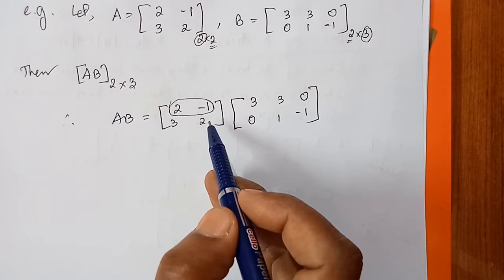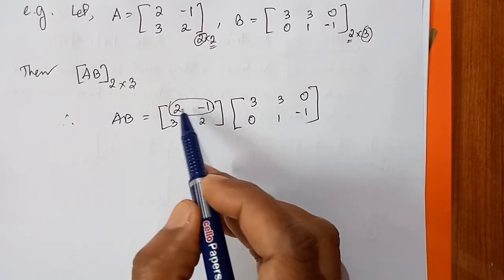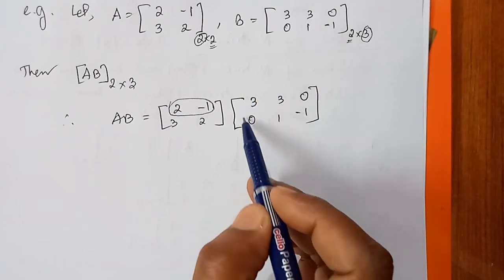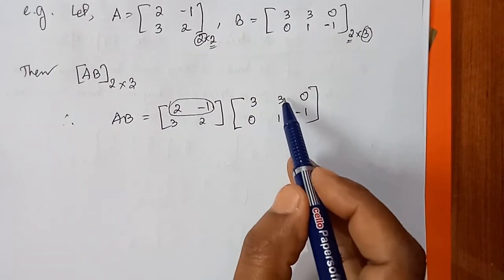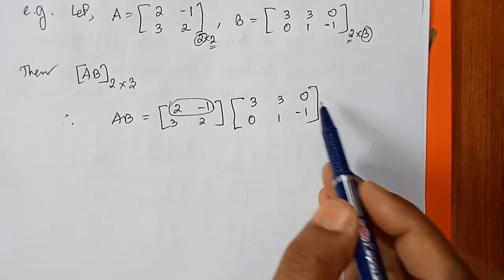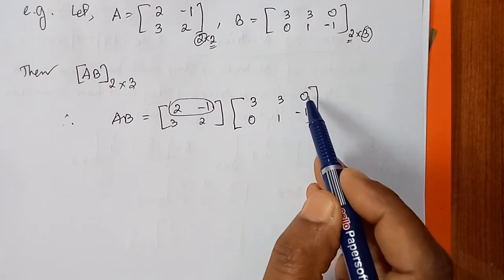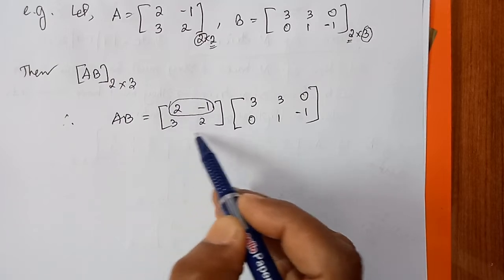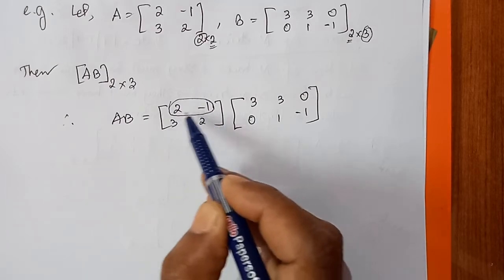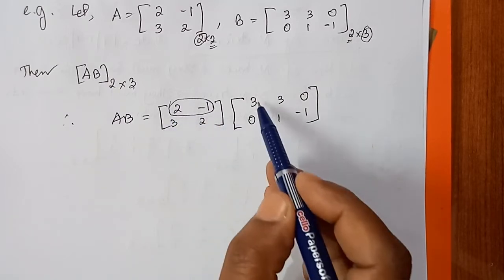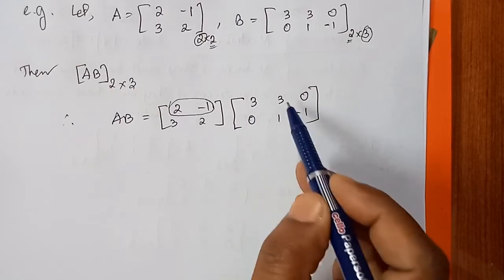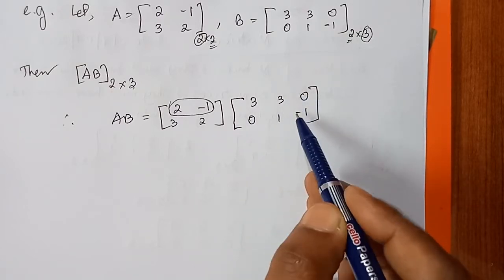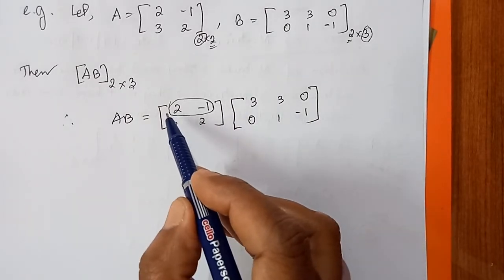Always you have to choose the first row of the first matrix, and with the first row you multiply the elements of the first column, then the elements of the second column, and then the elements of the third column. After finishing that, you go to the elements of the second row. With the second row elements, you multiply the elements of the first column, the second column, and the third column. So start with the first row of the first matrix.